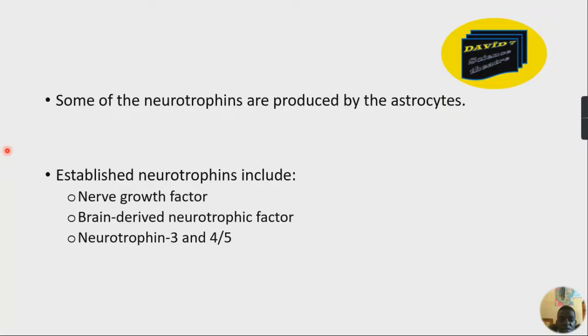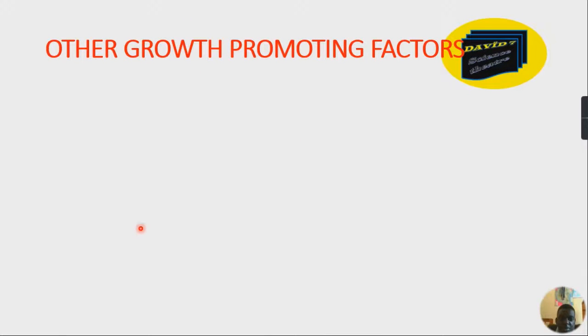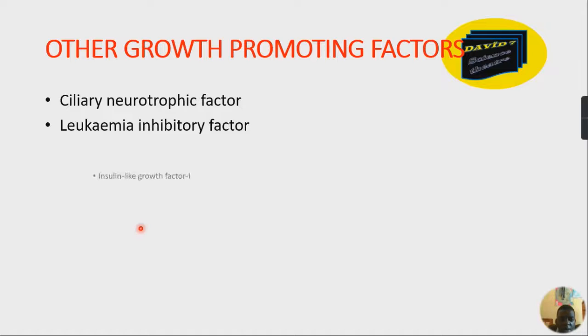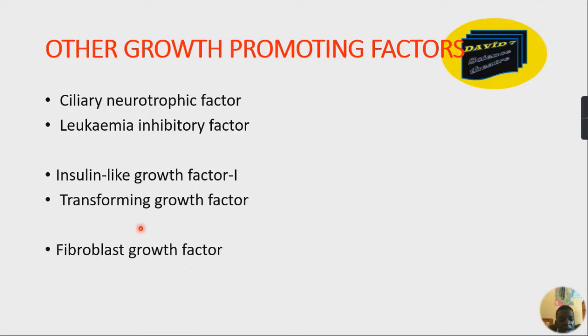The established neurotrophins we know include nerve growth factor, brain-derived neurotrophic factor, and neurotrophin 3, 4, and 5. Other growth promoting factors: we have the ciliary neurotrophic factor, leukemia inhibitory factor, the insulin-like growth factor, that is somatomedin C, transforming growth factor, fibroblast growth factor, and platelet-derived growth factor. All these are also neuro growth promoting factors. Okay, so that is all.